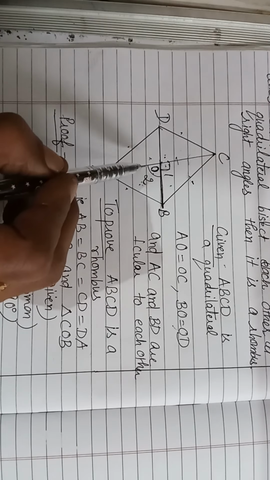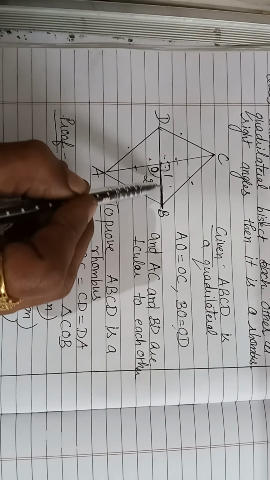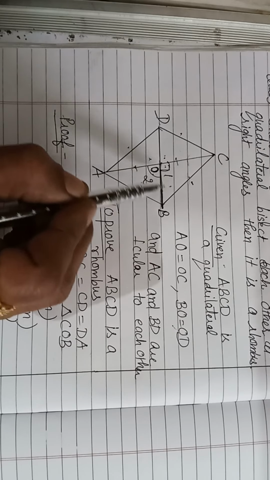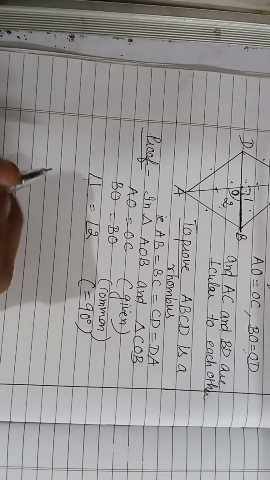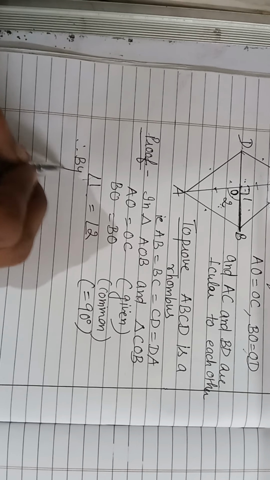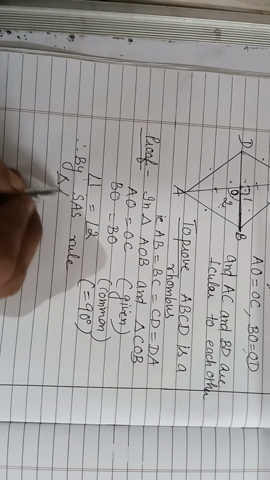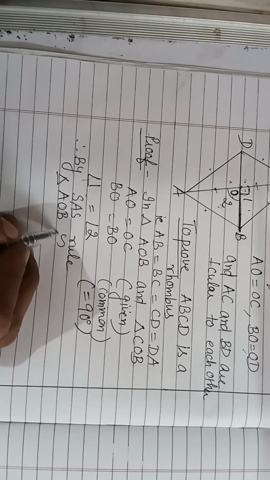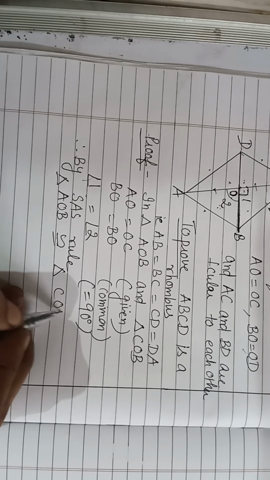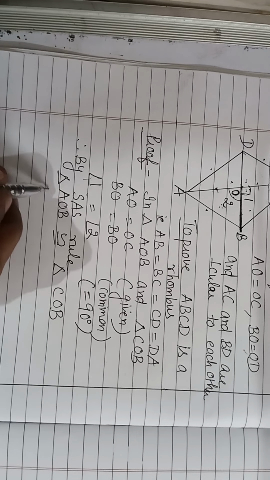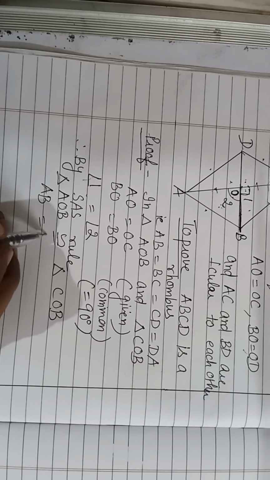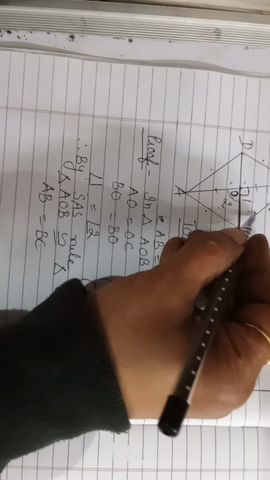So which rule have we got? SAS. Side angle side. So therefore by SAS rule, triangle AOB is congruent to triangle COB. So by CPCT, AB is equal to BC. So this side is equal to this. This becomes equal to this.